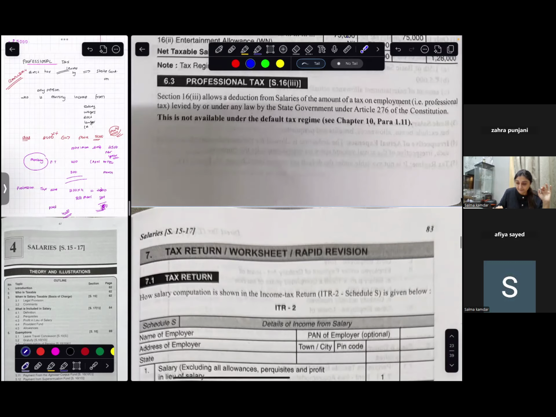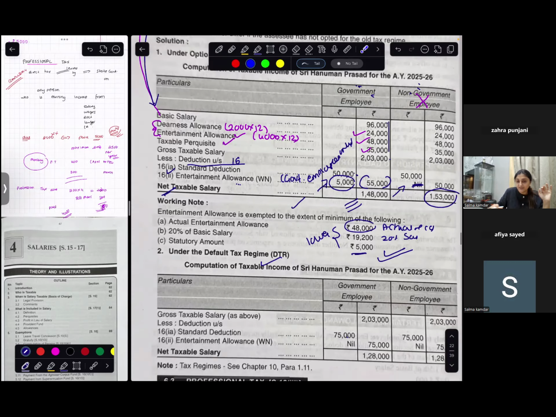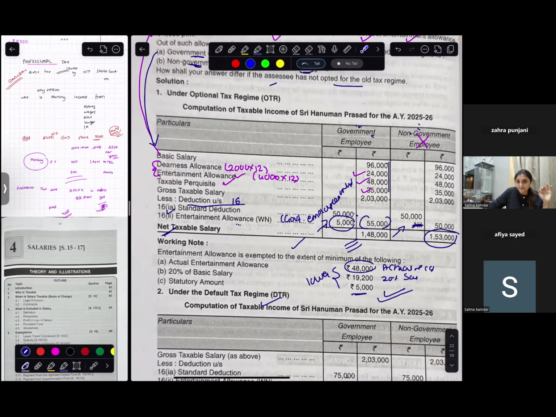Okay? Can you please do this sum? And we have to write that 16(1)(a), 16(2). Yes. You will write under section 16 and then you will write 1, 2, and 3. Okay. Do it. Please share your screens and videos.